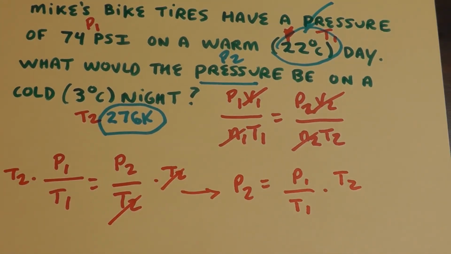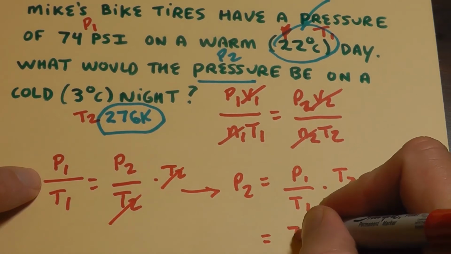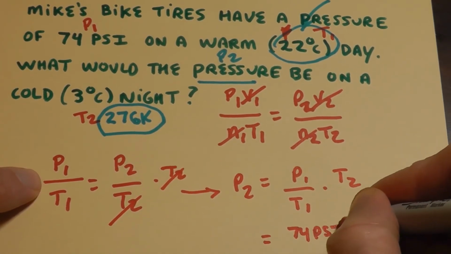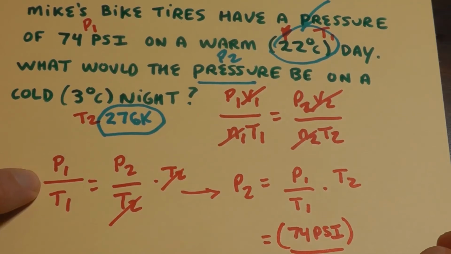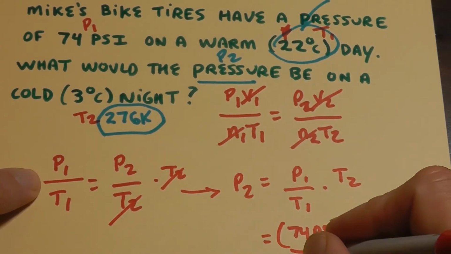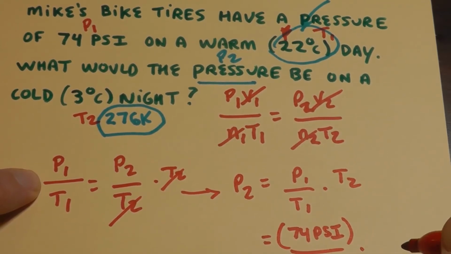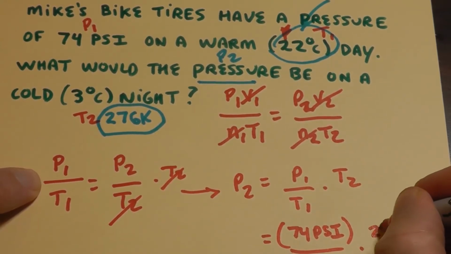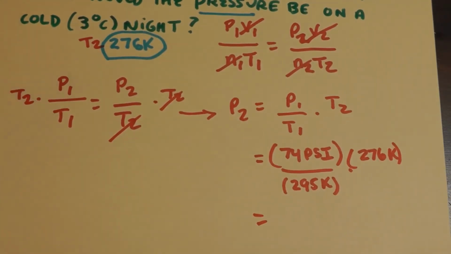Now you should be able to use your imagination. On a cold day, the pressure should go down. And if it doesn't, then we're in trouble, aren't we? So I'm going to make sure I put everything in the correct place. 74 psi divided by T1, which was 295 Kelvin, times T2, 276 Kelvin. And that will be my lower pressure. So let's go see what it is.